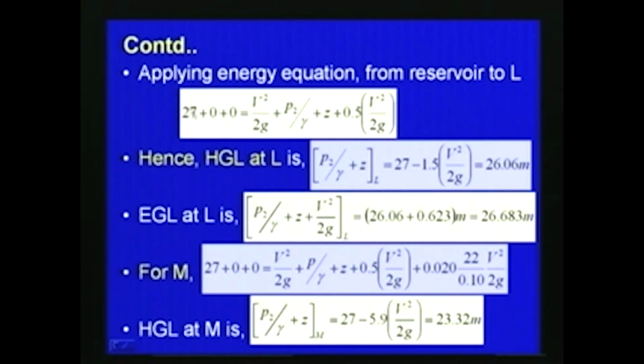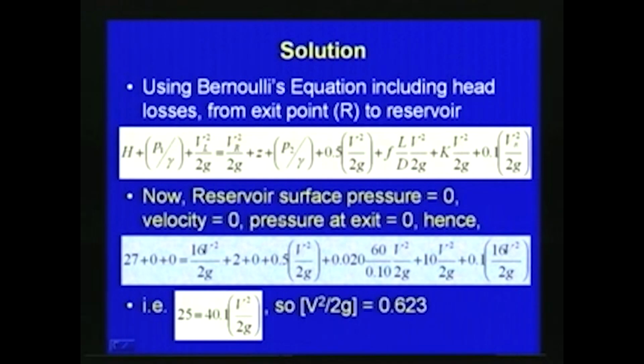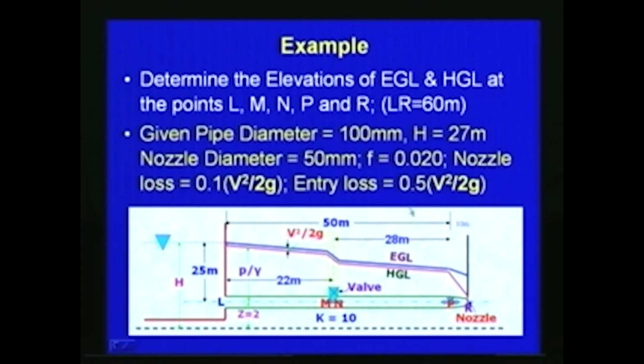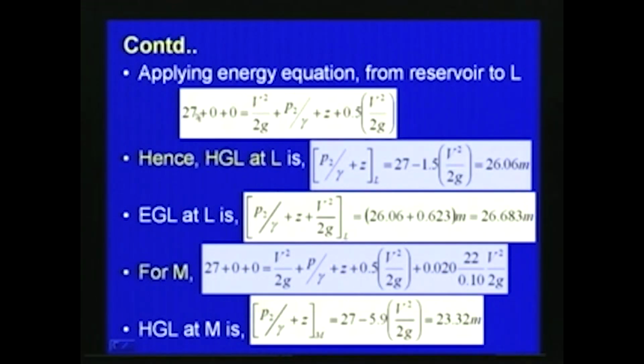So, the total head at the reservoir is 27 and then the atmospheric pressure, so P1 by gamma is 0, and the velocity head at the reservoir is 0. At the location L, the velocity head will be V square by 2G, and then P2 by gamma is the pressure head, and Z is the datum head, and we have 0.5 V square by 2G as the entry loss. So, the equation is 27 plus 0 is equal to V square by 2G plus P2 by gamma plus Z plus 0.5 V square by 2G.